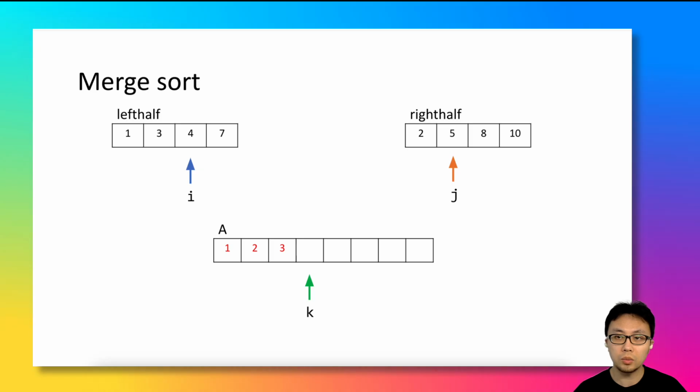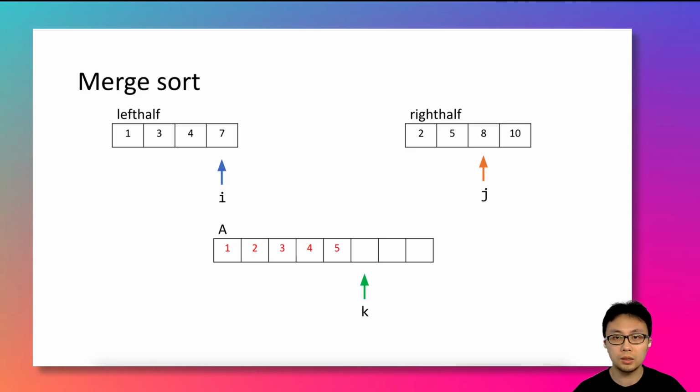The next comparison is between 4 and 5. Since 4 is smaller, it would place 4 into A at the index K. After that, you move the index I and K rightward by 1 step. The next comparison now is between 7 and 5. Since 5 is smaller, you would copy 5 into A at index K, and move both J and K 1 step rightward. The next comparison is between 7 and 8. Since 7 is smaller, you would copy it to A at K, and move both I and K rightward by 1 step.